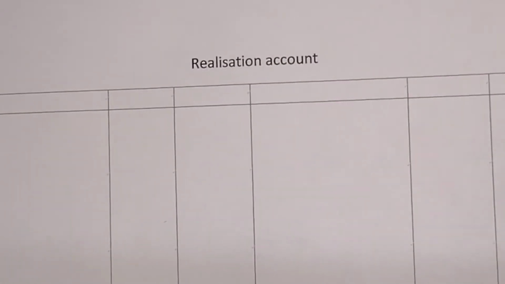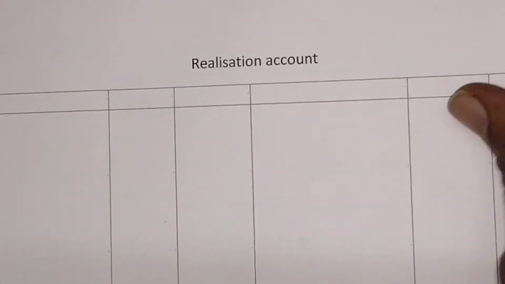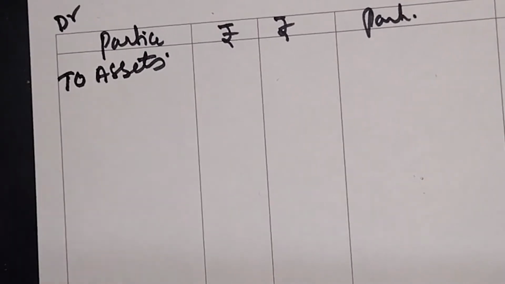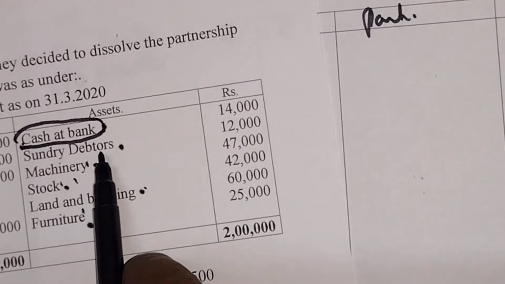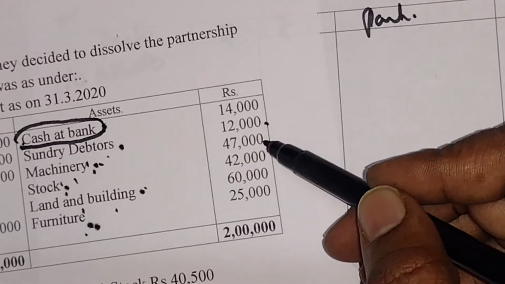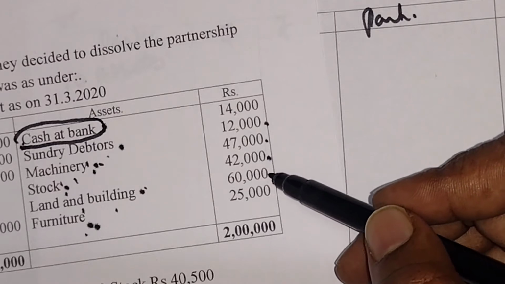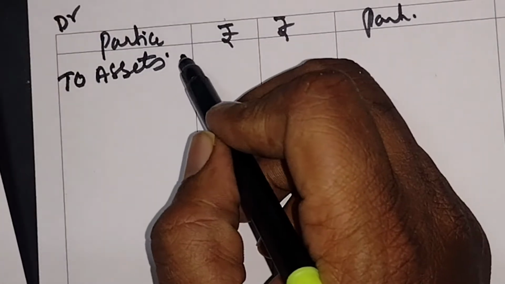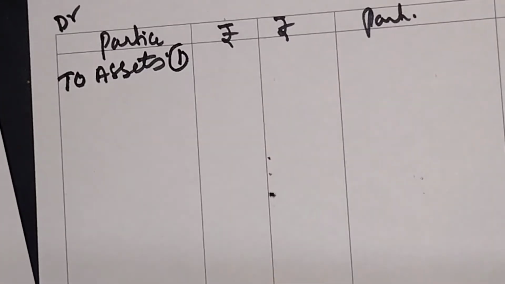Now you see five assets. Yes, on the debit side. Just a minute. Yes, what are the assets that will appear? Sundry debtors, machinery, stock, land and building and furniture, with 12,000, 47,000, 42,000, 60,000 and 25,000. All of this will appear on the debit side as the first step.